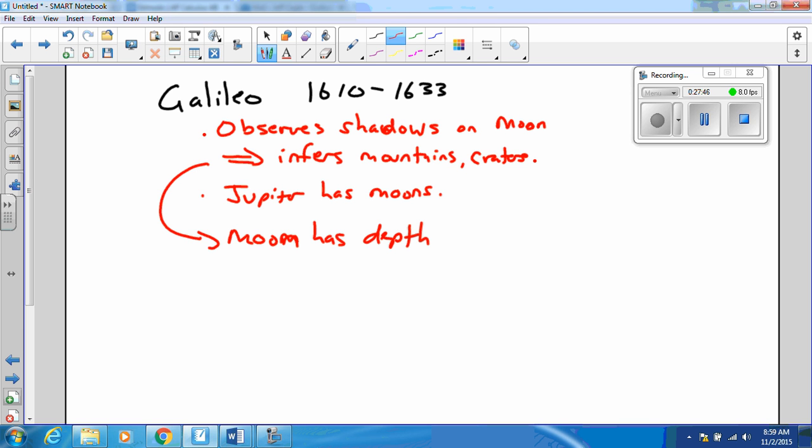Ptolemy had laid out. So the moon has depth, means that the moon has mass, which means that the moon is an object with mass that is not falling to the Earth, and Aristotle is wrong about his understanding of motion.